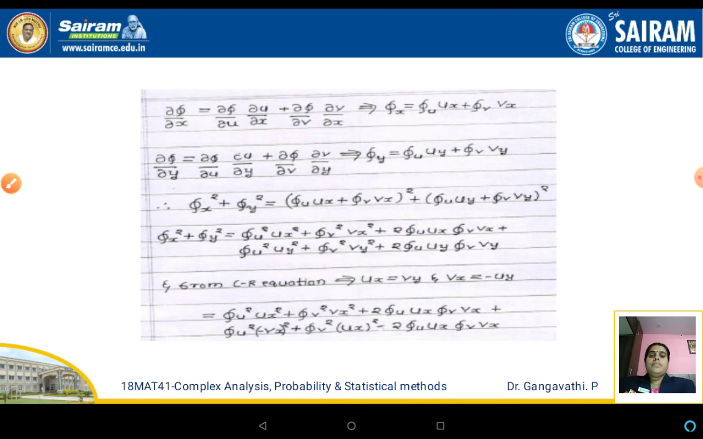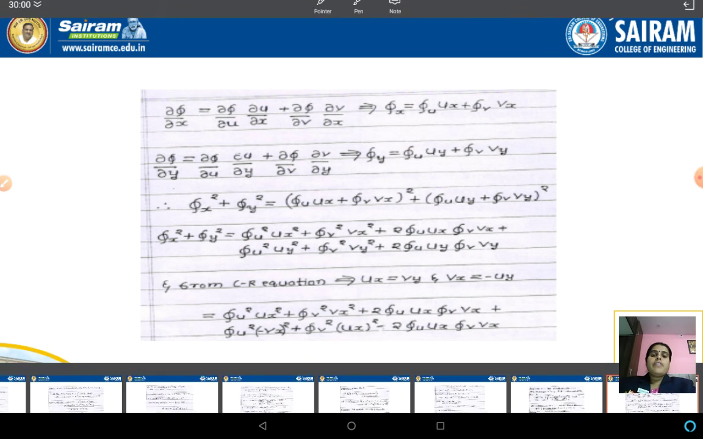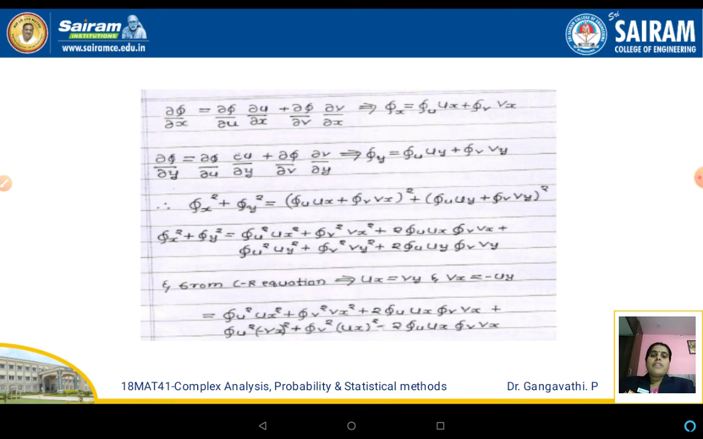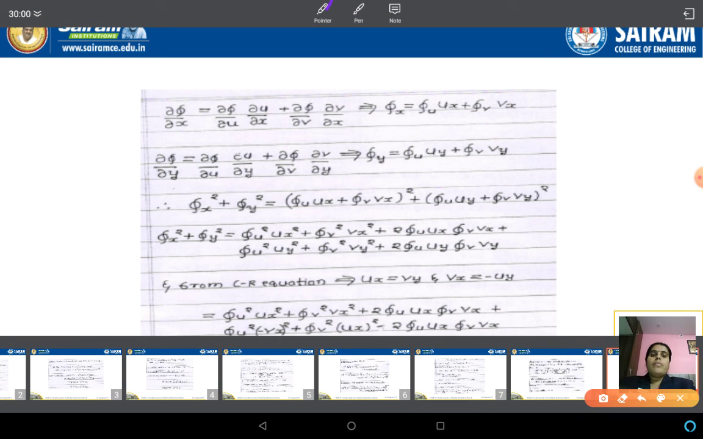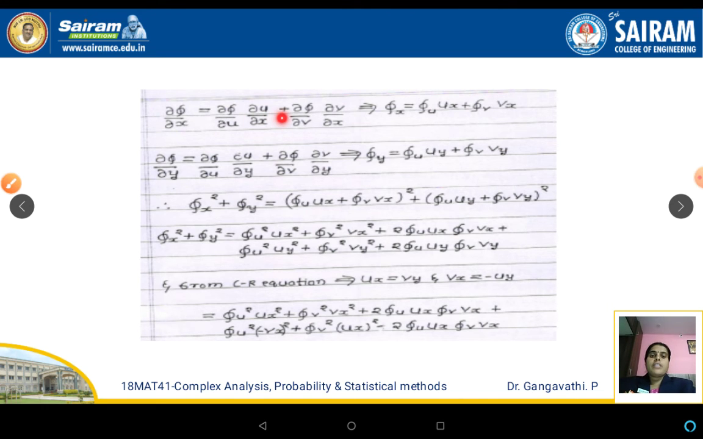By the chain rule, dou phi by dou x is dou phi by dou u into dou u by dou x, plus dou phi by dou v into dou v by dou x. Because phi is a function of u and v, and u and v are functions of x and y, to differentiate phi with respect to x you have to go through u and v first, and then x. That is phi with respect to u and u with respect to x, again phi with respect to v and v with respect to x.